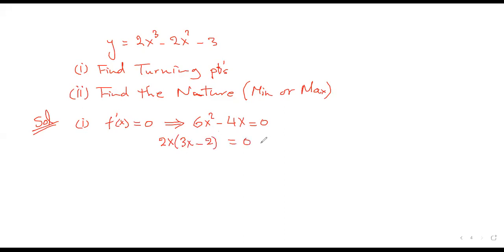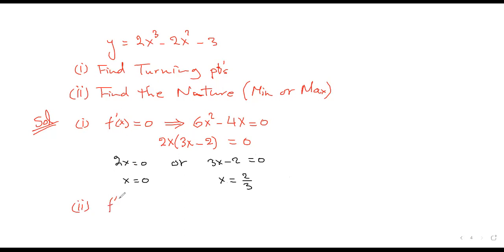If you have any problem in factorizing, go back and revise algebra 1. So either 2x is equal to 0 or 3x minus 2 is equal to 0. Implies that divided by 2, x equals 0. Implies that x equals 2 over 3. Now those are the turning points. We need to find the nature now of those turning points. Number 2, finding the nature of the turning points. Is it maximum or minimum?